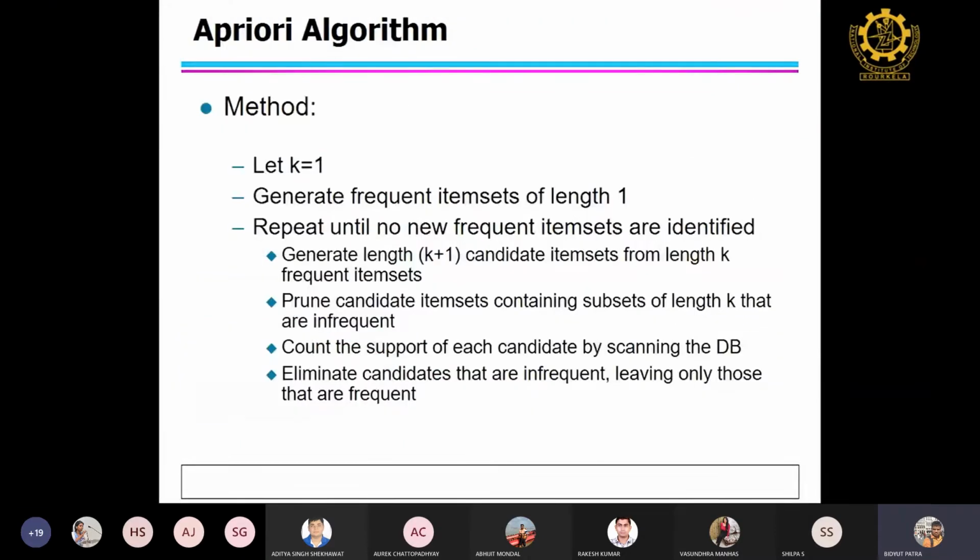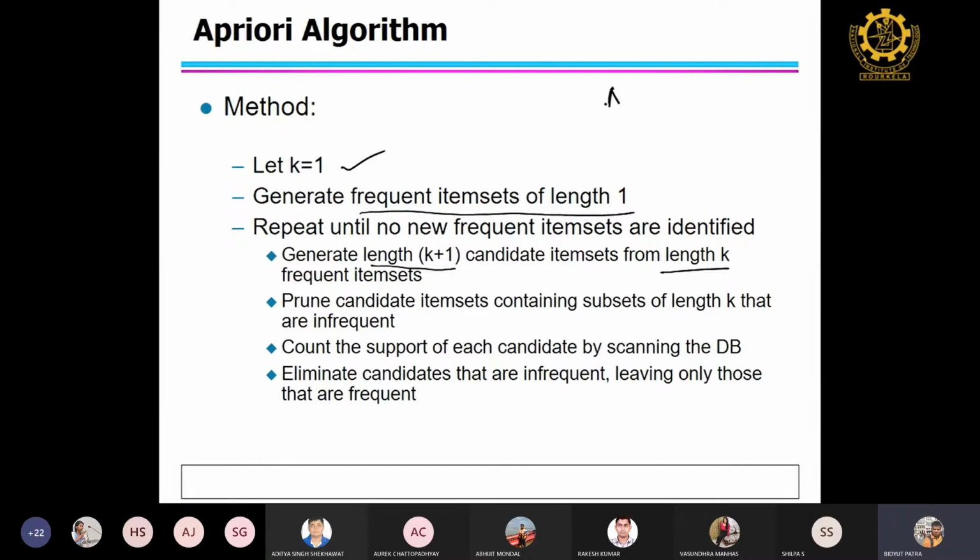Now, in a more formal way, the Apriori algorithm. First you generate the frequent one-item sets. That means you count the number of occurrences of each item in the transaction database. So let k equal 1, generate the frequent item sets of length 1. You count them and then discard those that do not meet the minimum support count. Now repeat until no new frequent item sets are identified. What do you do? Generate length k plus 1 candidate item sets from the length k frequent item sets. So you are given length k, and from there you generate length k plus 1.